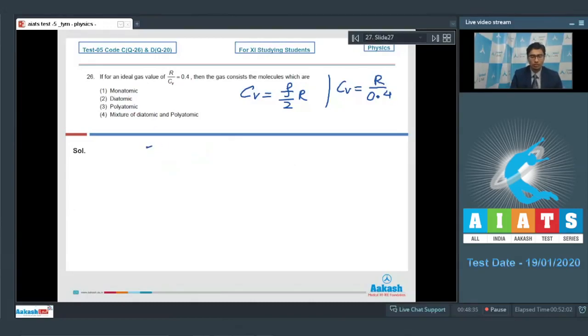On comparing these two equations, we can write down that 2 by F will be equal to 0.4, which means that F will be equal to 2 by 0.4, that is 5. Dear students, the degrees of freedom are 5 for a diatomic gas, and therefore for this question option number 2 is the correct answer. Now let us discuss question number 27.